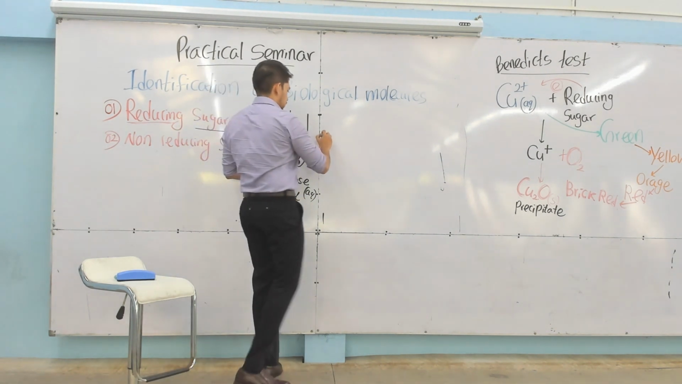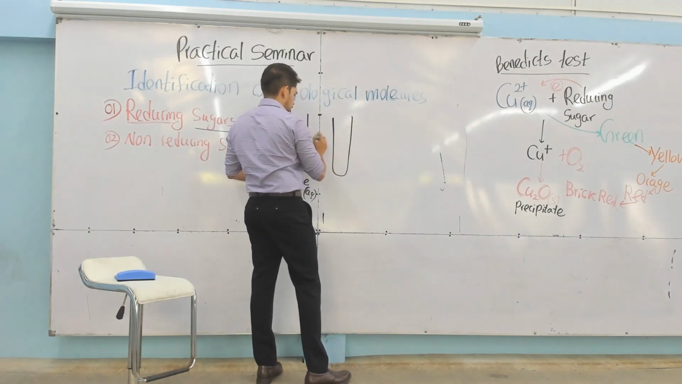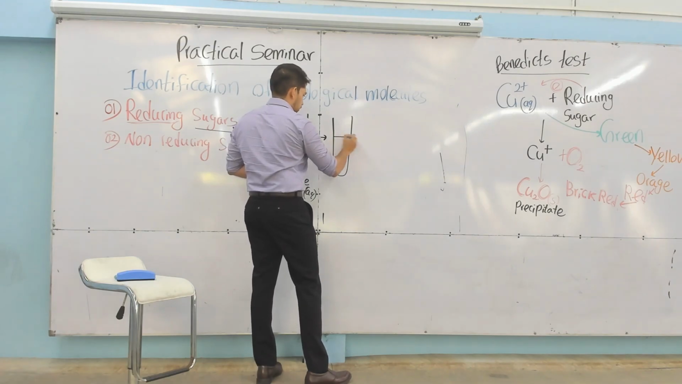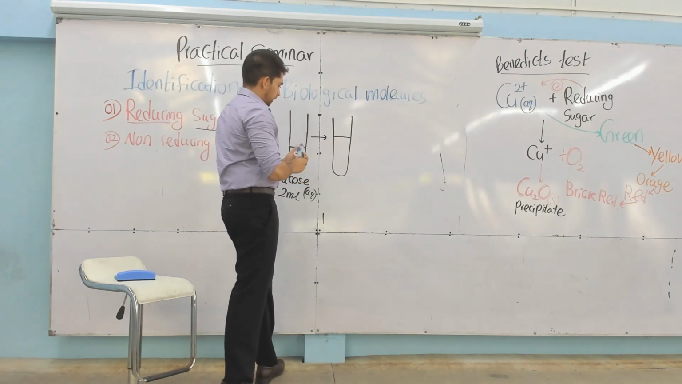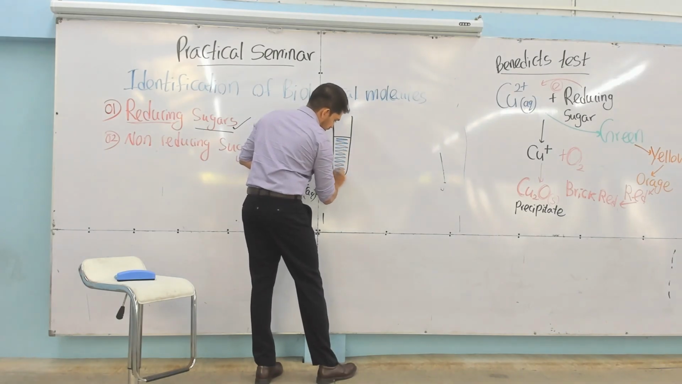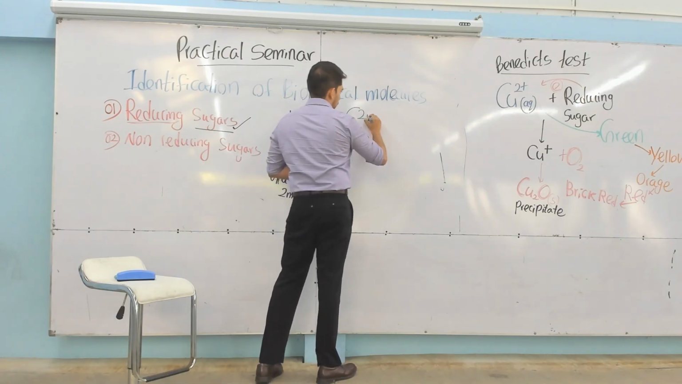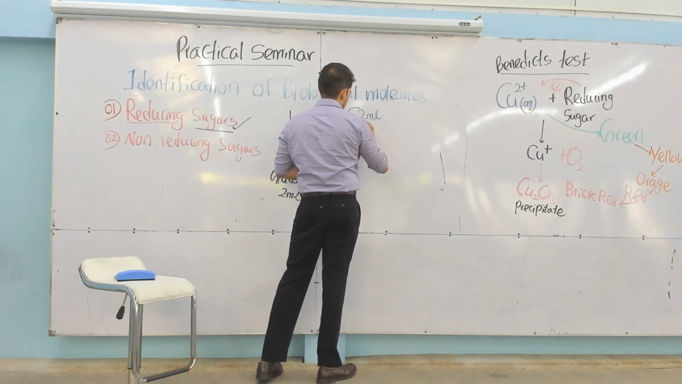Okay. Then we are going to add to this Benedict solution, equal volume. So that is going to make the solution blue. 2 ml Benedict.